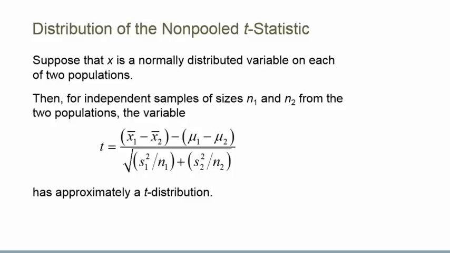Then, for independent samples of sizes n1 and n2 from the two populations, the variable t equals, in the numerator, open parenthesis, x bar sub 1 minus x bar sub 2, close parenthesis, minus, open parenthesis, mu sub 1 minus mu sub 2, close parenthesis. In the denominator, square root of s sub 1 squared divided by n1 plus s sub 2 squared divided by n sub 2, has approximately a t distribution.